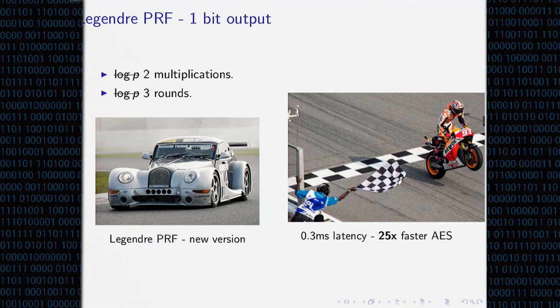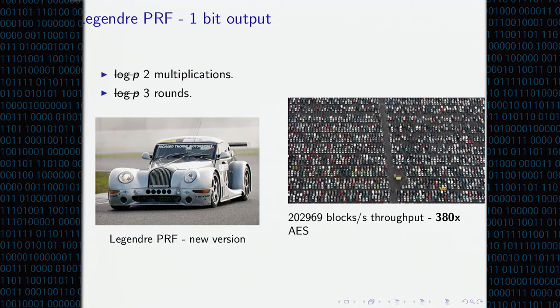The online phase is 25 times faster than AES. The throughput is huge. We have 380 times AES. It's quite big. But this is, remember, for 1-bit output. If we extend it to 128 bits, it's still faster than AES and Rescue. It's almost closely the same as MiMC, but MiMC wins over this one with a bit of an advantage.